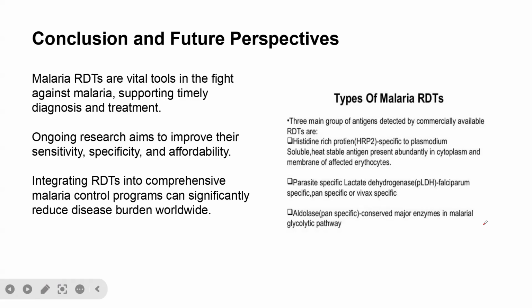And then the next one is the parasite-specific lactate dehydrogenase of Plasmodium, which is highly specific, and also falciparum-specific or vivax-specific. And also there is aldolase, which is also Plasmodium-specific. It's conserved. It is a major enzyme in the malarial glycolytic pathway. So these are actually the three different antigens that can be detected by the antibodies on the RDT kits.